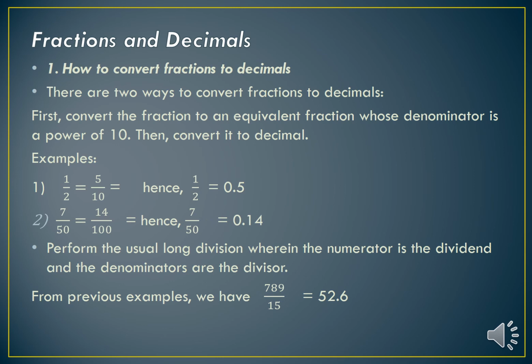The second way is to perform the usual long division wherein the numerator is the dividend and the denominator is the divisor. From the previous example, we have 789 over 15. So divide 789 by 15. The answer will be 52 and 6 tenths.